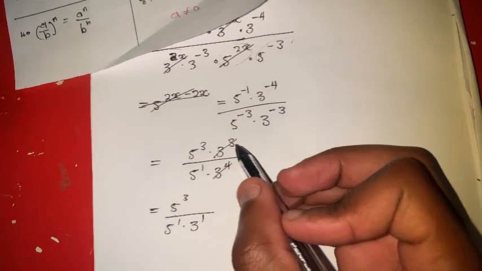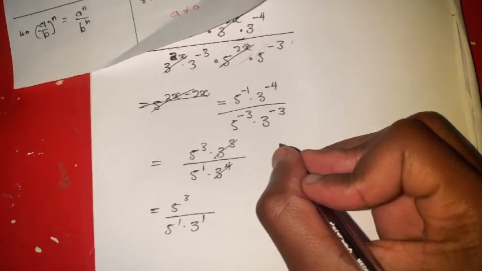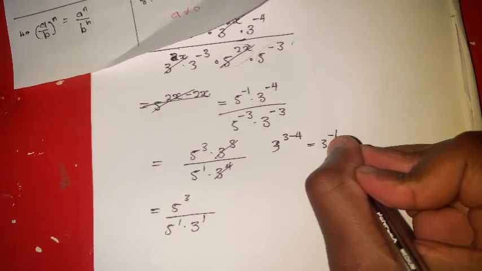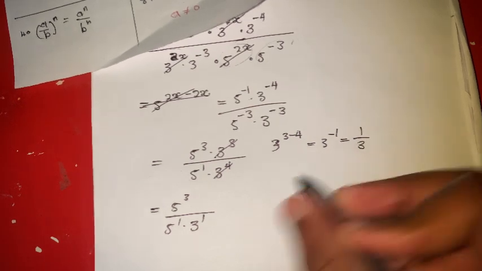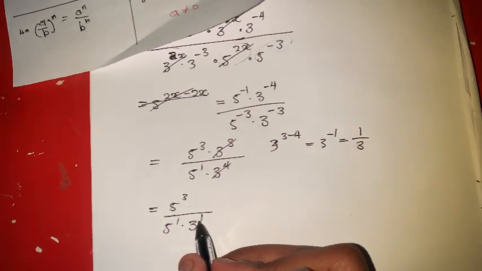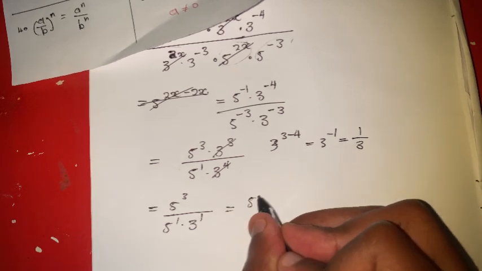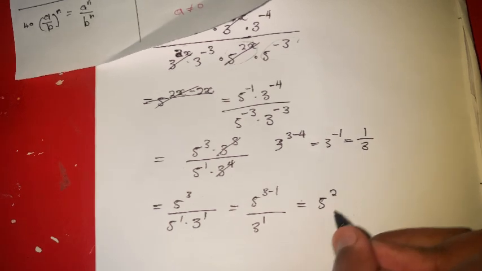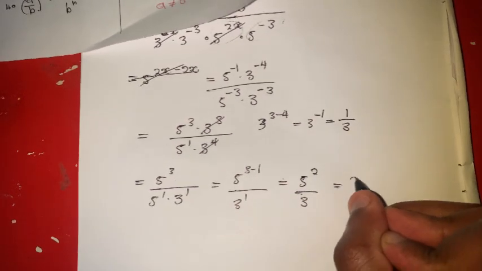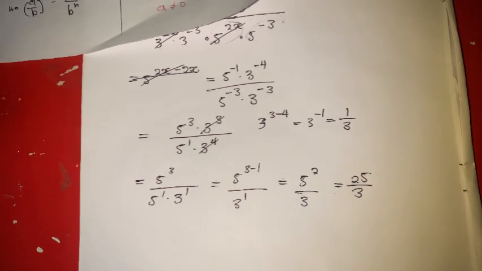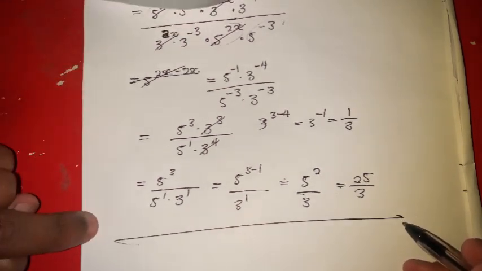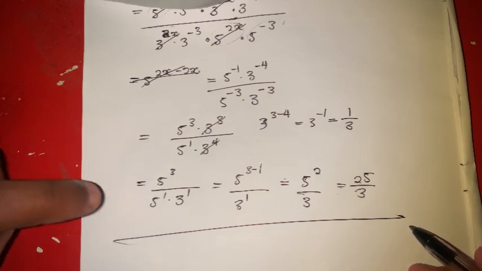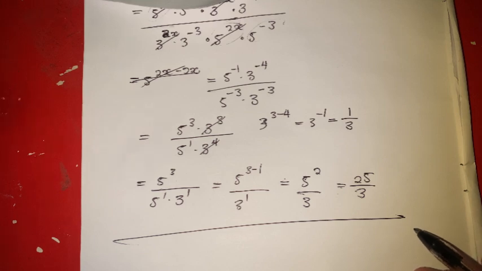Okay, because 3 to the power of 3 minus 4 is 3^(-1), and this is equal to 1 over 3. That's why you're left with 3 here. And you will do the same for the 5. So 5^(3-1) over 3^1, you'll be left with 5 squared over 3, which is 25 over 3. This is a longer method, but you can avoid mistakes and you will arrive at the answer simply without making any mistakes during subtraction.